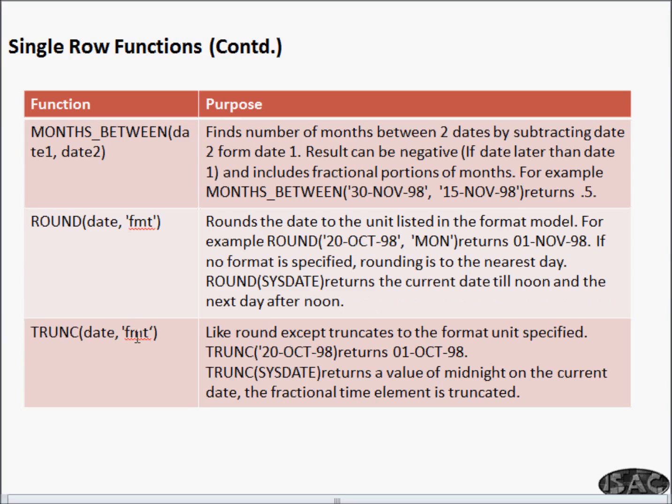Truncate date format is like round except it truncates to the format unit specified. So if I say truncate 28 October, whatever the October date, 28, it is getting truncated and we get the 1st October.